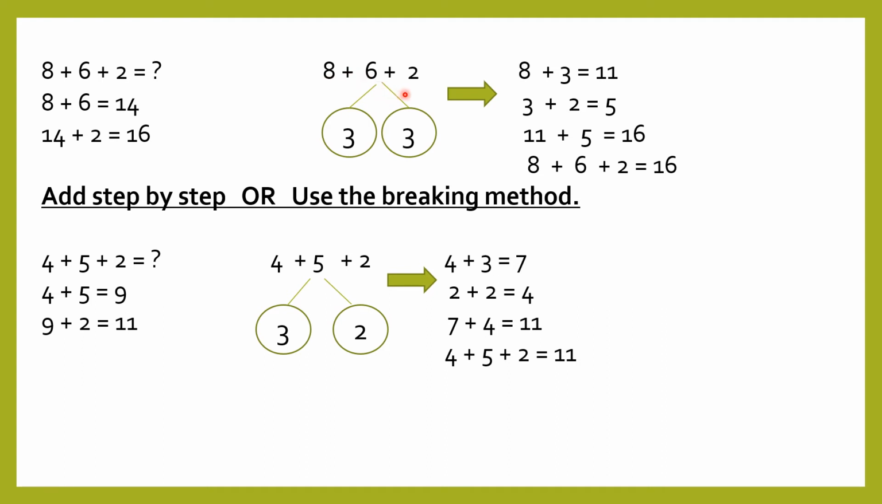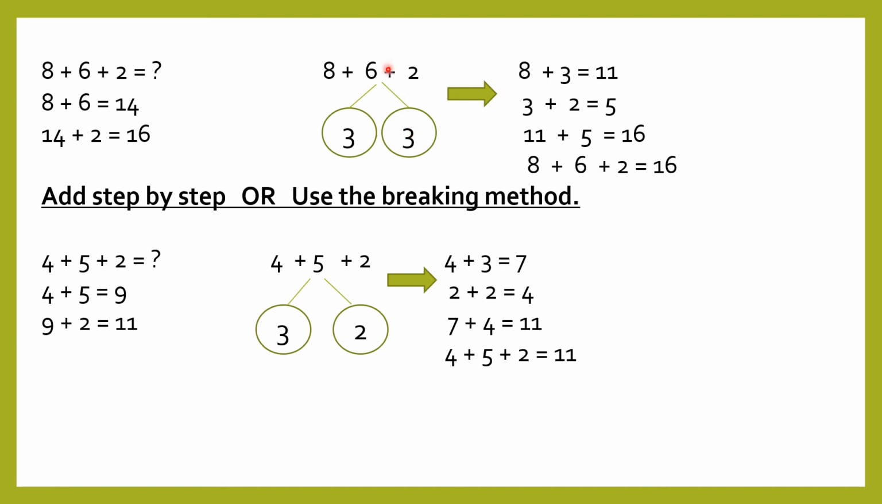8 plus 6 plus 2, you need to find out the answer. So I just broke the middle number, which is 6. 6 can be broken into two numbers. What are they? 3 and 3. 3 plus 3 is 6.